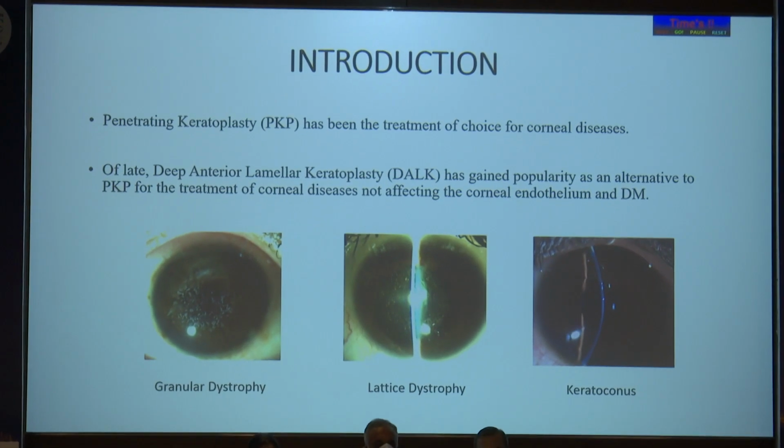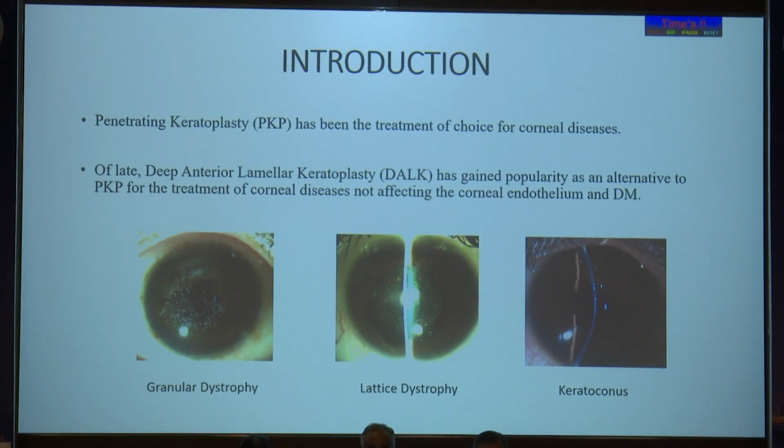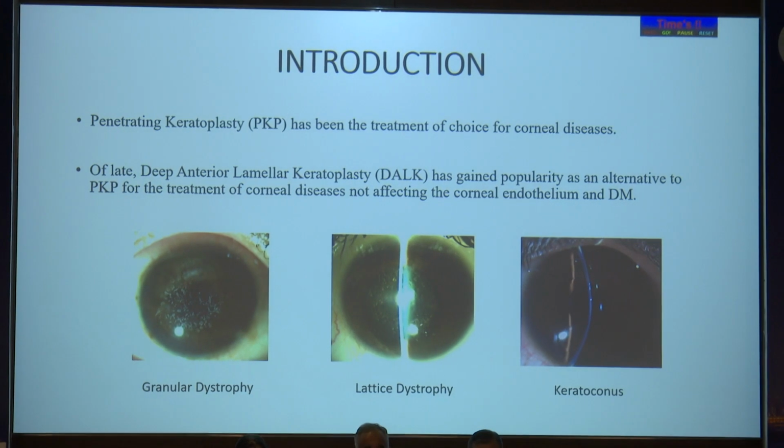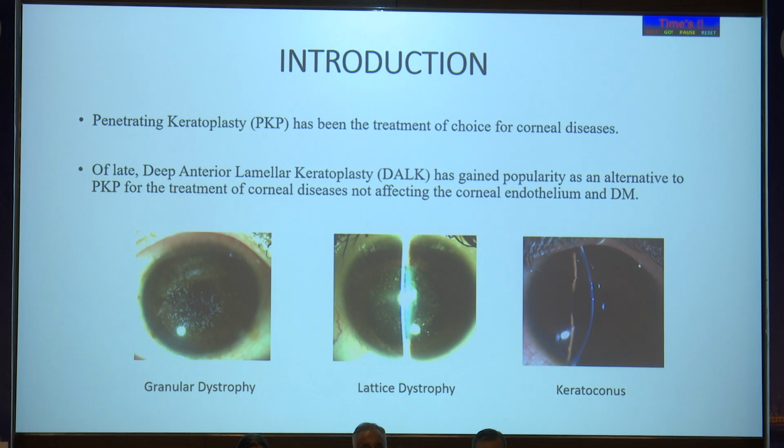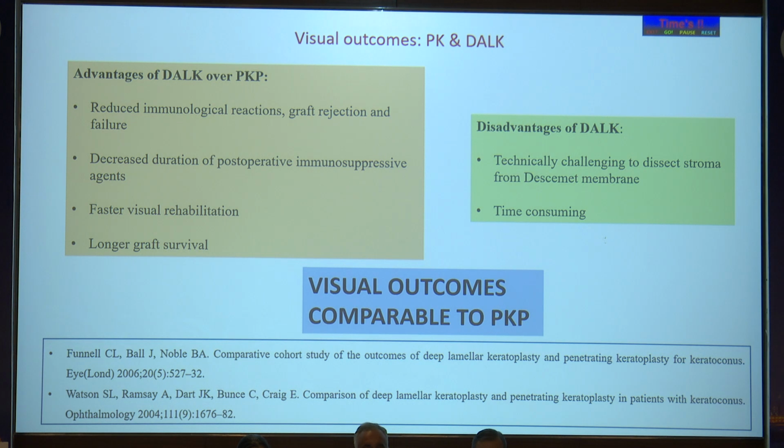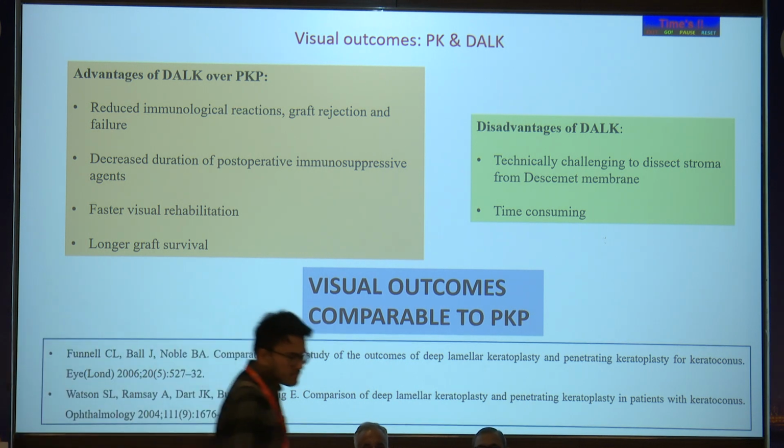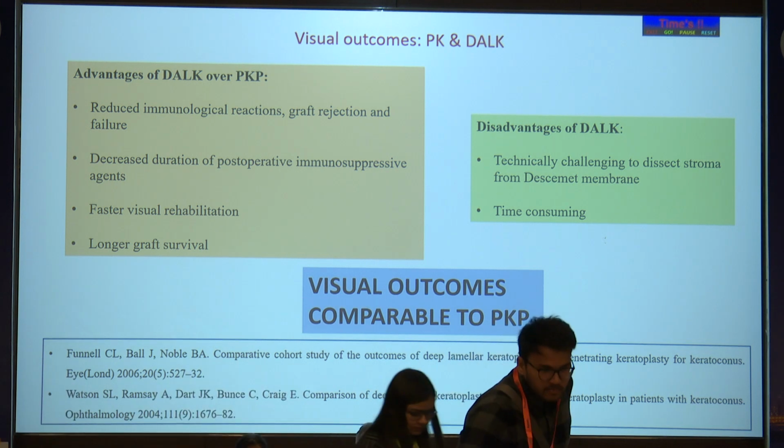Penetrating keratoplasty has been the treatment of choice for corneal diseases in the past. However, lately, deep anterior lamellar keratoplasty has gained popularity as an alternative for diseases that affect the corneal stroma and do not affect the endothelium or Descemet's membrane. DALK has various advantages over PK like reduced graft rejection and failure rates, decreased need for post-operative immunosuppressive agents, faster visual rehabilitation and longer graft survival. However, it is time-consuming and technically challenging.